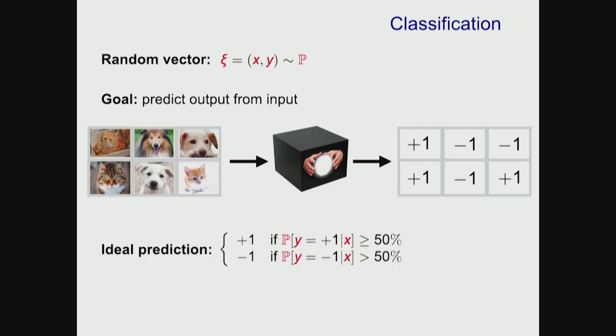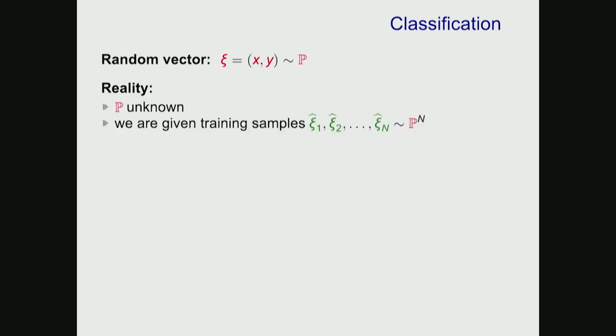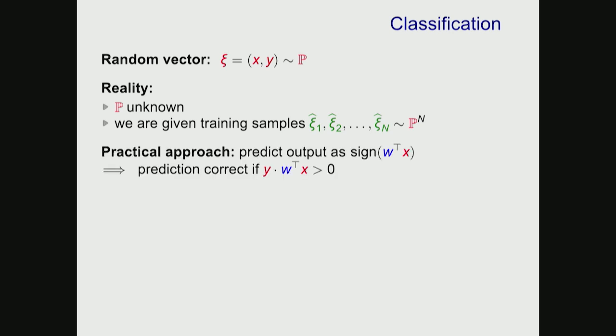So the ideal predictor would be the one that predicts a cat if the probability that the output is +1, conditional on the image, exceeds 50%. Of course, that ideal prediction is not available because the distribution P is not known. Instead, we are only given training samples from the unknown distribution. In this case, it's customary to look for linear predictors, which predict the output as the sign of W transpose X, where W is some weight vector.